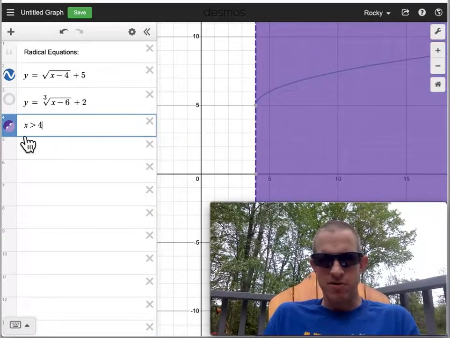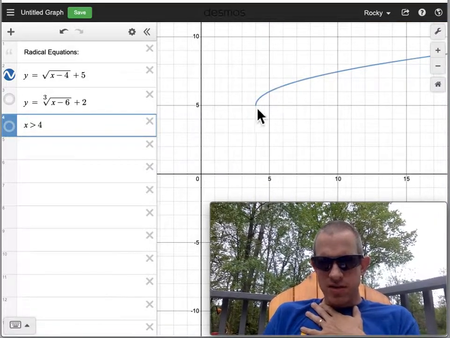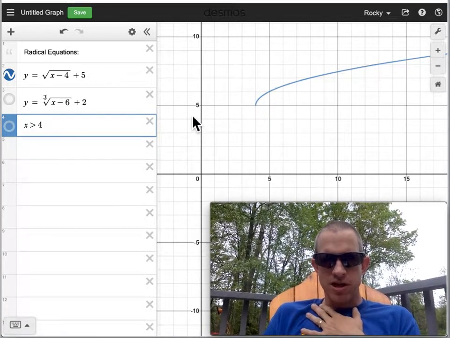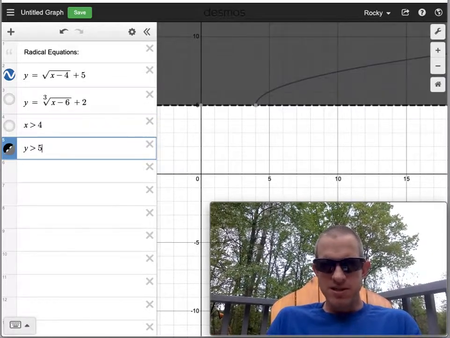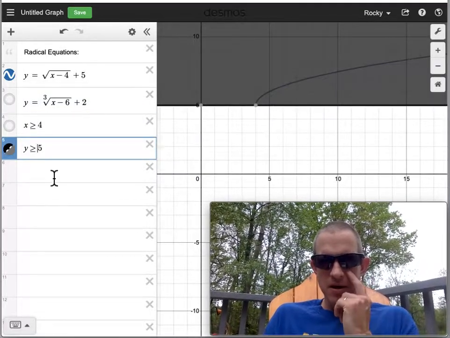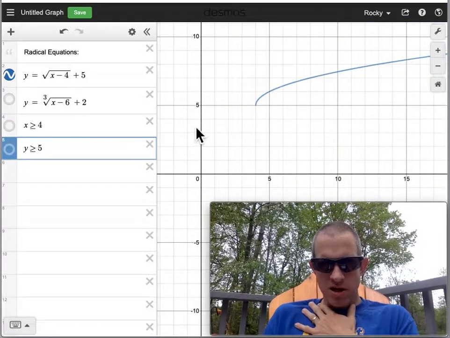Notice how that part of the graph shows up now. The range is, again, related to that starting point. In this case, the y-coordinate of that would be 5. And the range then would be described as y is greater than 5. Technically, both of these should be or equal to's. But that's domain and range for a square root function.